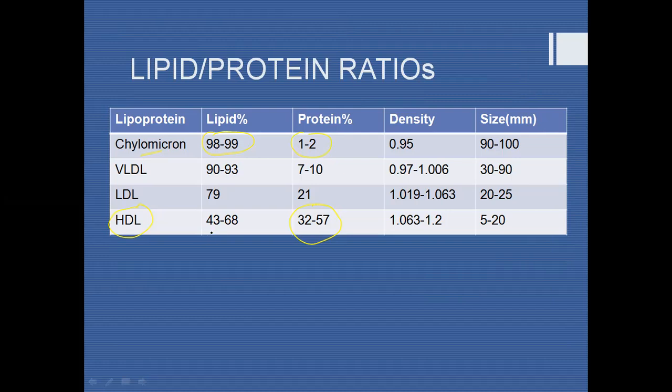In contrast, the lipid portion is around 40 to 60 percent. So as we move from chylomicron to the HDL side, the lipid content is gradually decreasing and protein content is gradually increasing. Okay, fine.